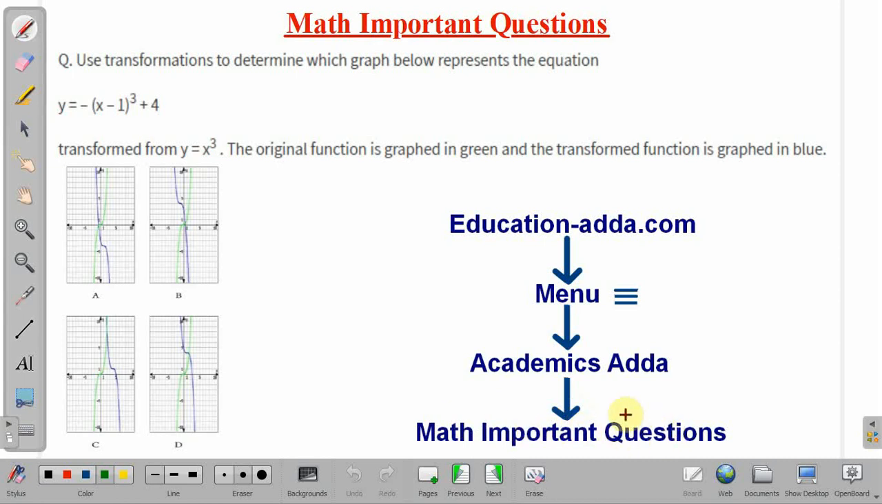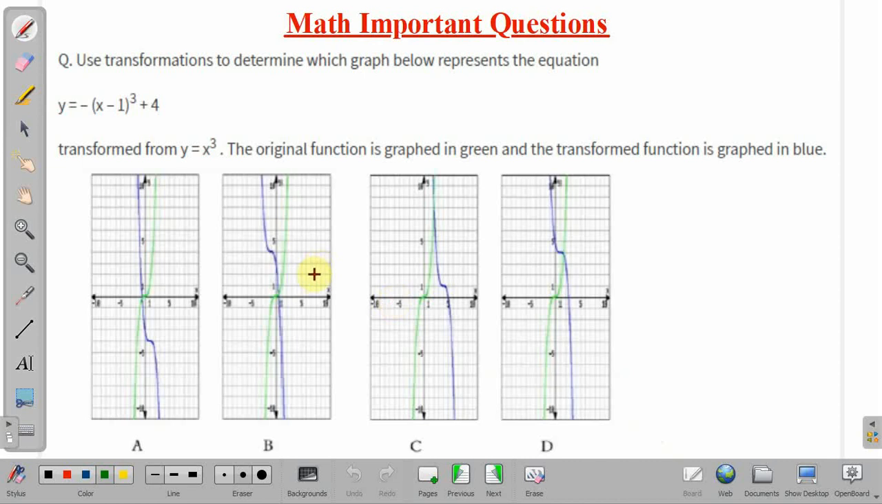Okay friends, coming back to the problem, see what is given here. We have to obtain the graph of y equal to minus of (x minus 1) whole to the power 3 plus 4. This transformation has to be obtained from the y equal to x cube graph. There are four options given. The original function is graphed in green, so this line is showing y equal to x cube, and the transformed function is graphed in blue. We have to find which one is the correct option.